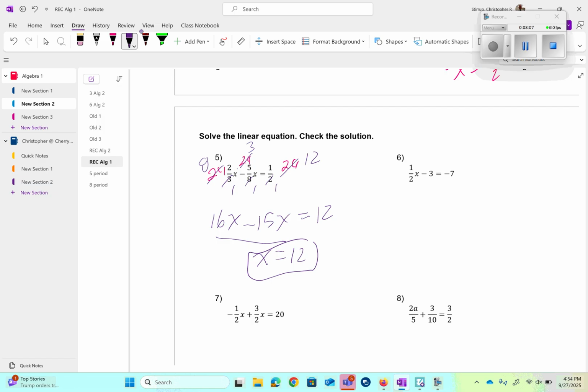Number 6, we could add 3 to both sides first, but let's just stay consistent. Let's multiply everything by 2, and that's going to get rid of that fraction. That gives me a 1. 1 times 1x is just x. Minus 6 equals negative 14. Add 6 to both sides. Those cancel, so x is equal to negative 8.